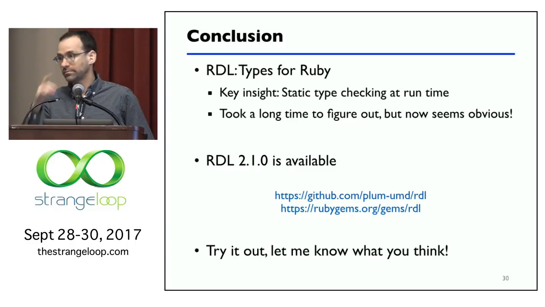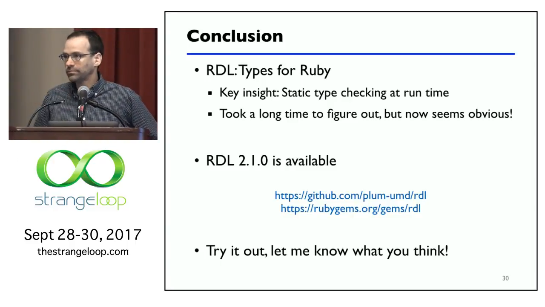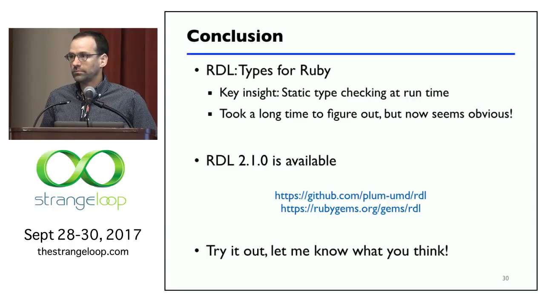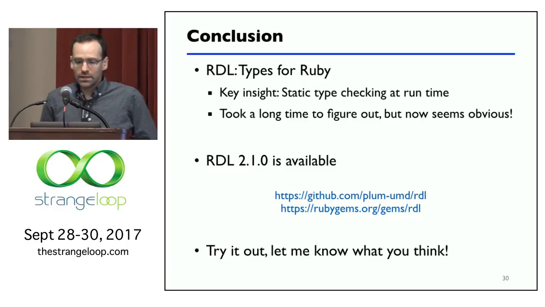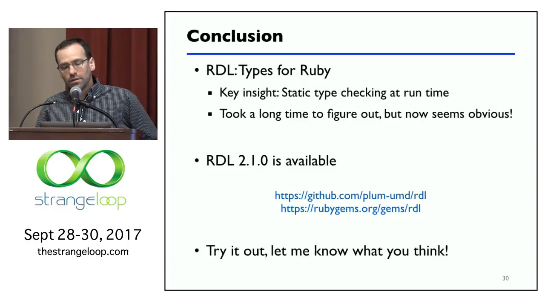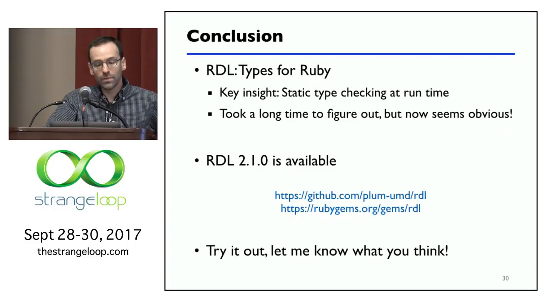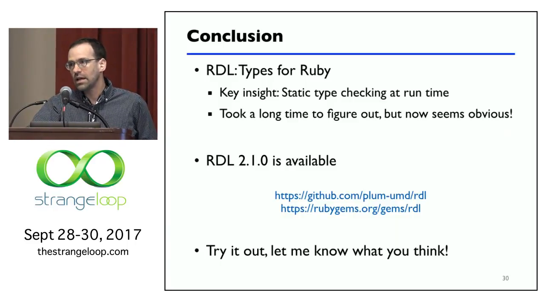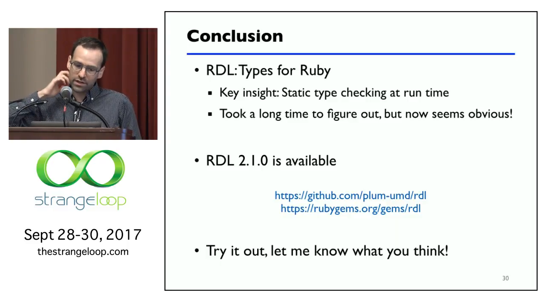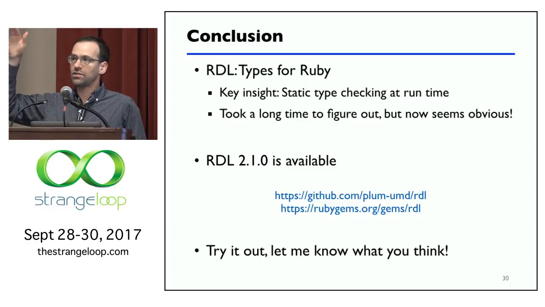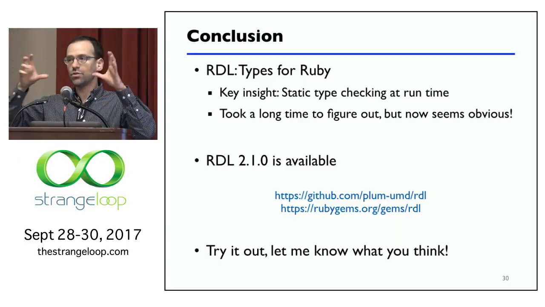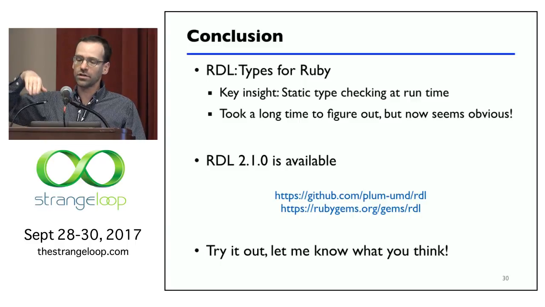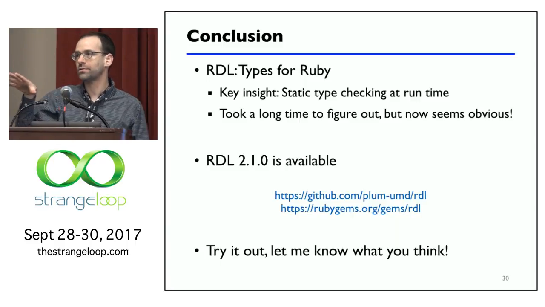Sorry if I missed this, but what about interfaces or mixing modules? Can you specify that the parameter needs to be enumerable? Yes. So for mixins, you can definitely say that something is an enumerable, and then it will check the type against the enumerable annotation. If it's an enumerable, it will just look at the enumerable type signature and pull types from that, and it will work just fine.